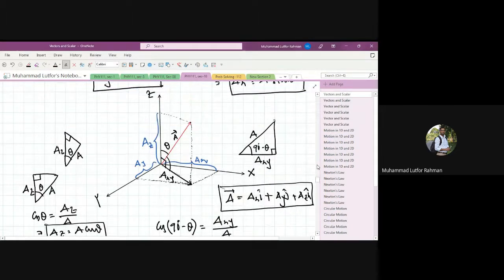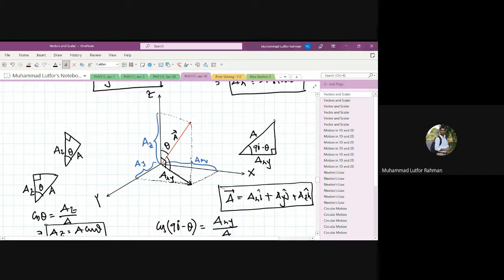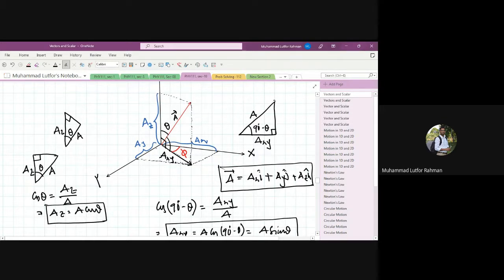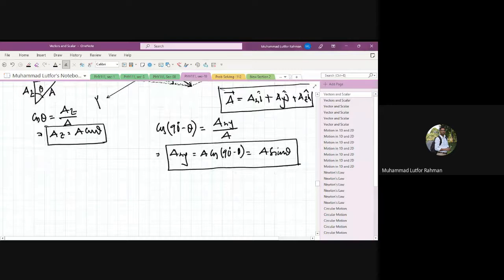Now look at this. Think about this: A_xy creates an angle with the x-axis, which is phi. This angle is phi. If this is phi, then this one would be 90 degrees minus phi, right? Now I'm going to find out. Any question? No, sir. All right.